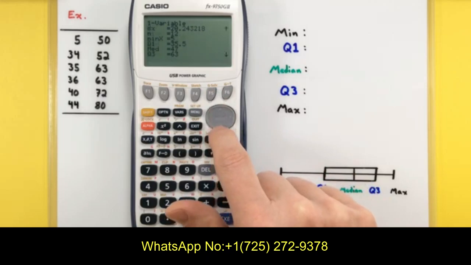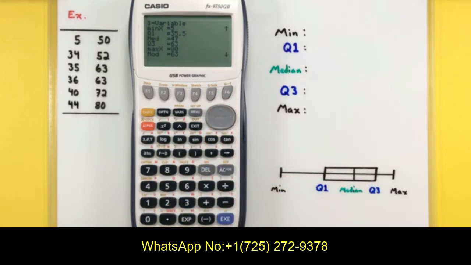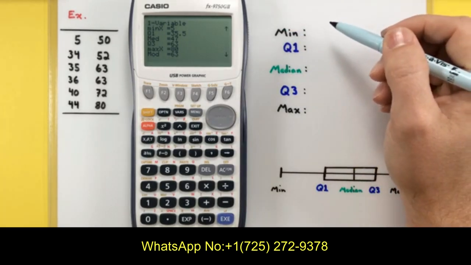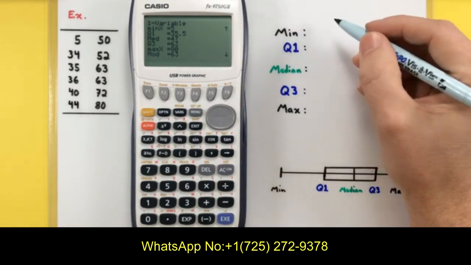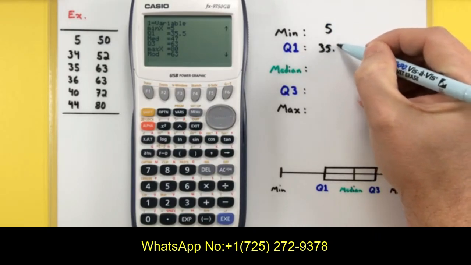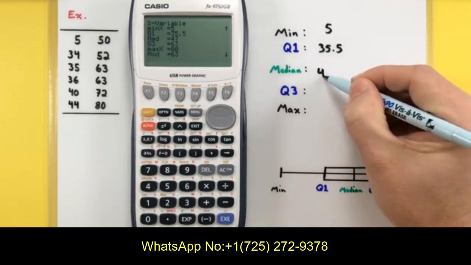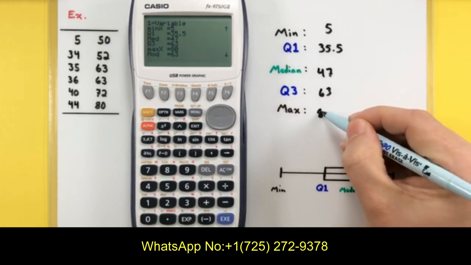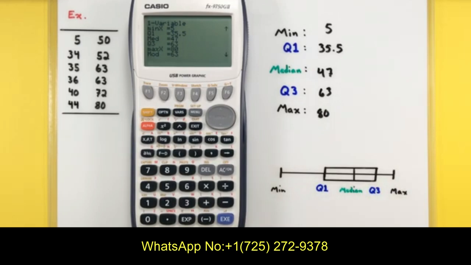But what we want is a little bit further on down, so let's scroll on down. And now we can see there's the min, the first quartile, the median, third quartile, and the maximum. It even has the mode in there. So let's just go ahead and write all this in. So there's all of that great information.